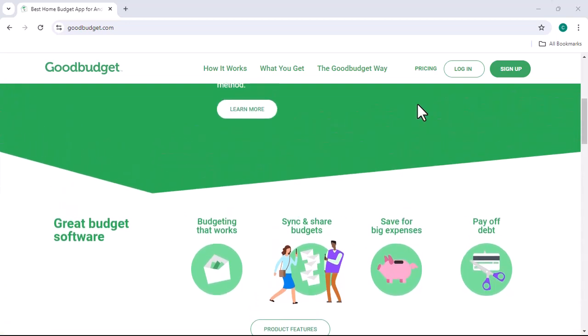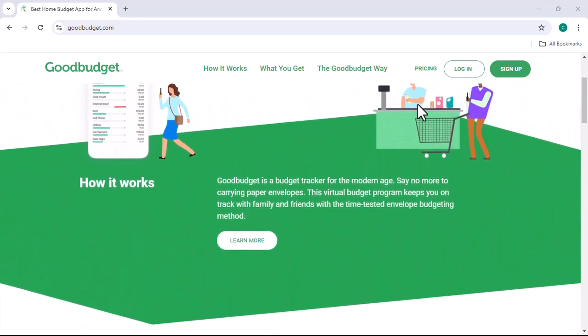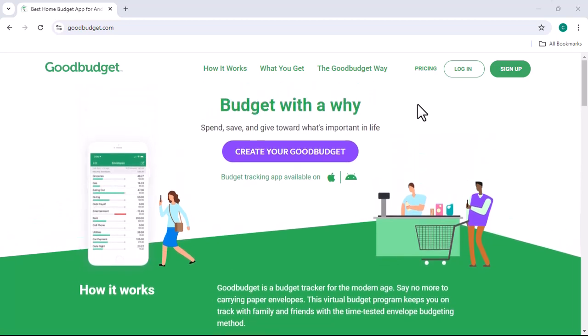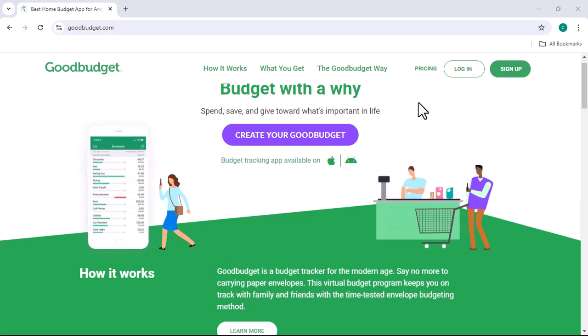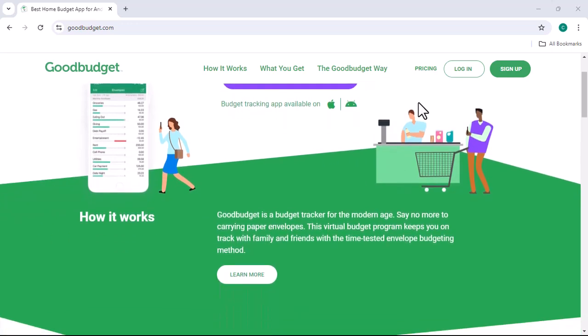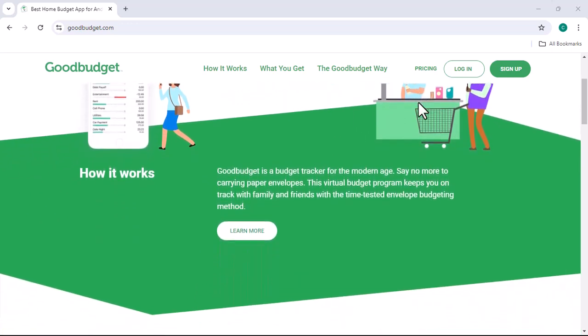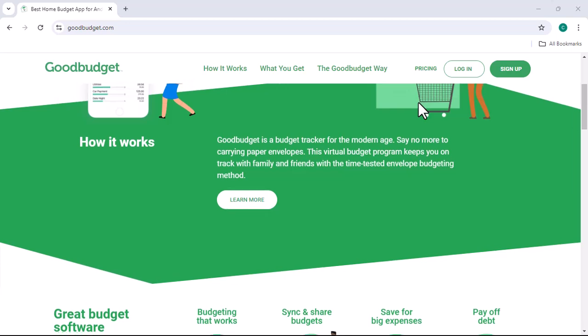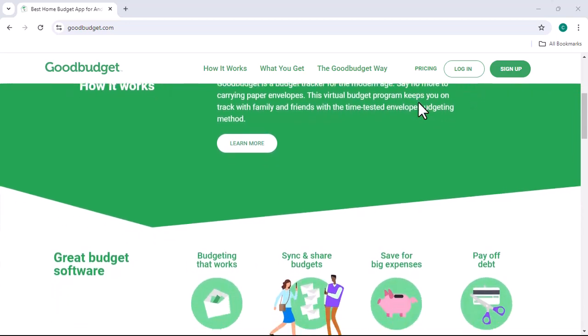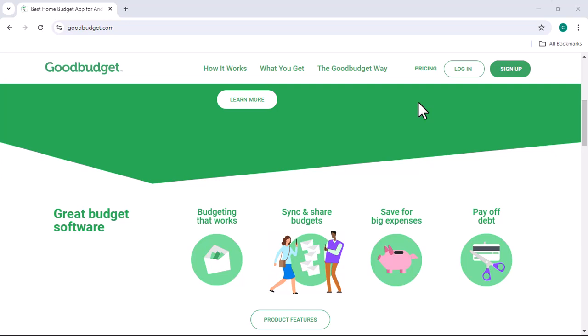The free version allows you to manage one budget and connect up to 10 envelopes. This means you can allocate your income to 10 different spending categories. For many people, especially those just starting out, 10 envelopes are more than enough. You can easily categorize your essential expenses and still have room for some fun money.